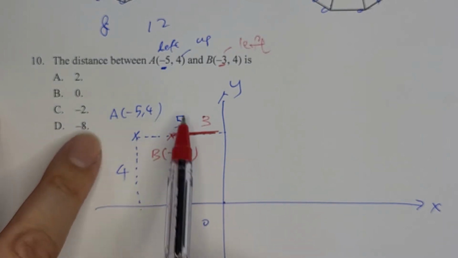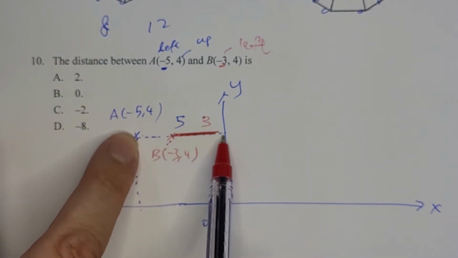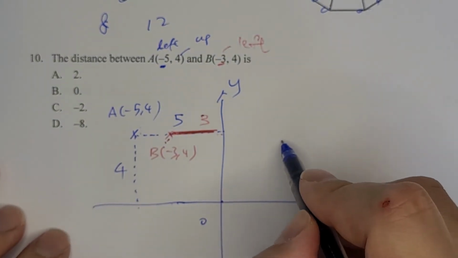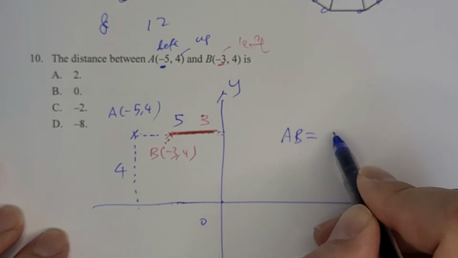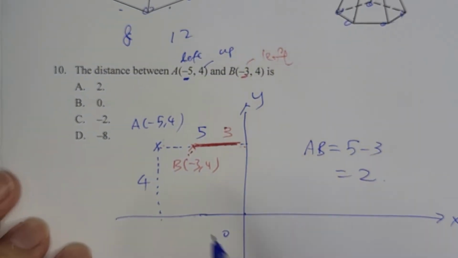So, what is the distance between A and B? That is the blue line 5 minus the red line 3. Therefore, the distance between A and B, that is 5 minus 3, that is 2. So the answer is A.